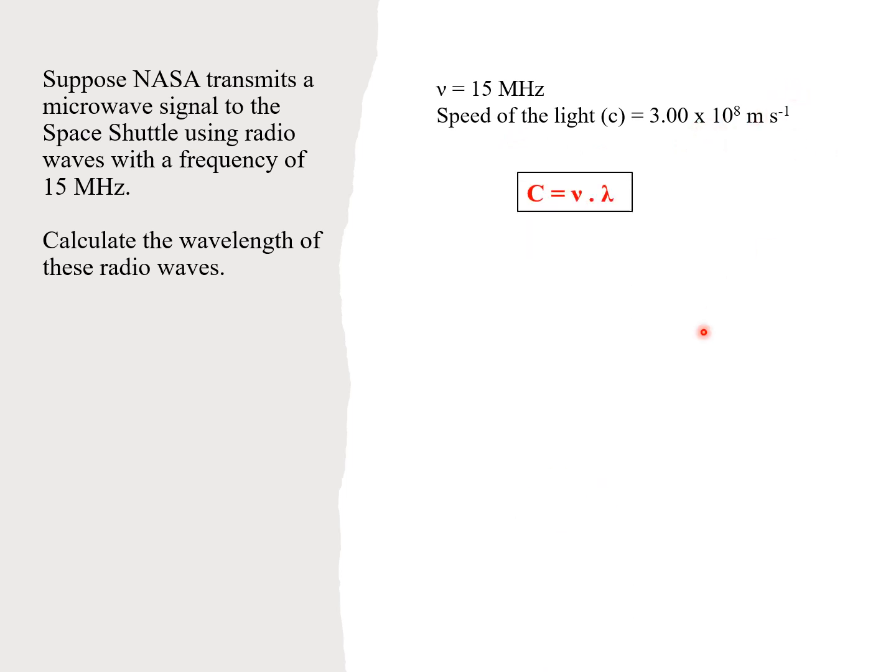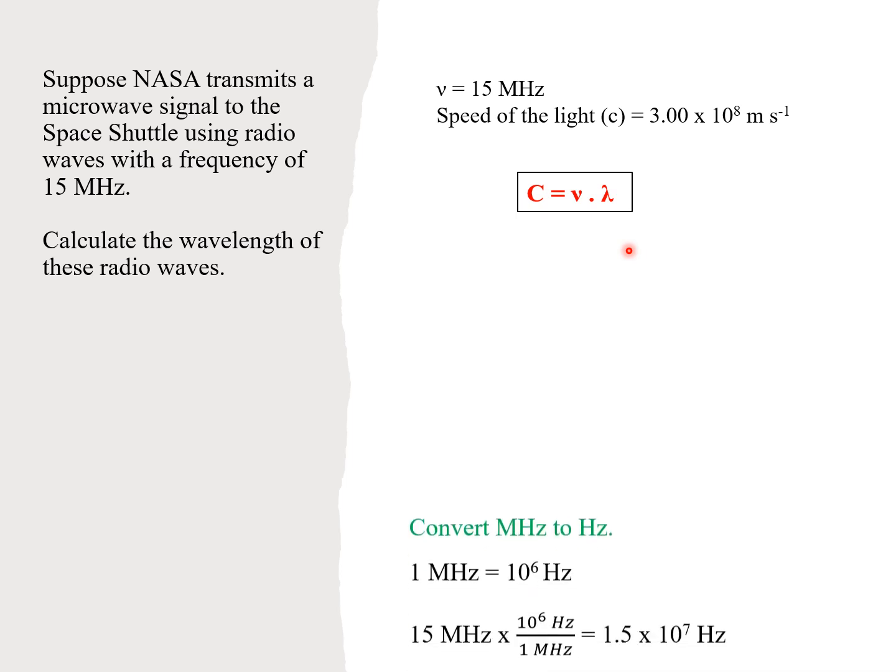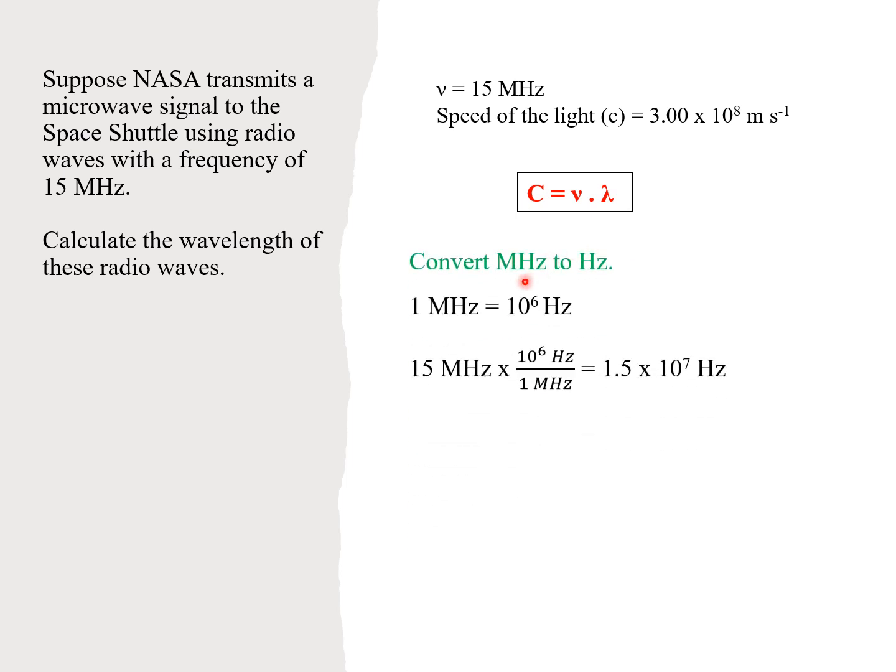The first step is applying this equation: c equals nu times lambda, where c is the speed of light, nu is the frequency and lambda is the wavelength. However, before we apply the values, let's convert the megahertz into hertz. Kilo, mega, giga, tera, peta: the prefixes are added according to that order. Kilo means 10 to the power 3 times, mega means 10 to the power 6 times. So 1 megahertz equals 10 to the power 6 hertz.